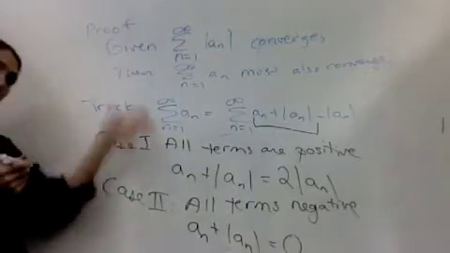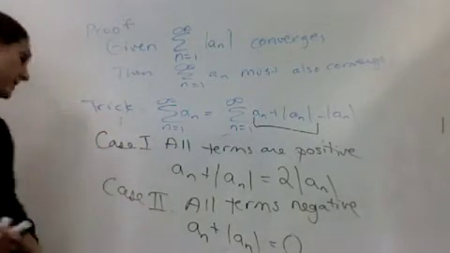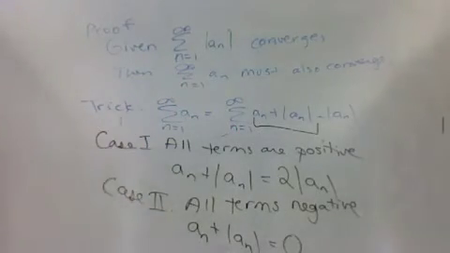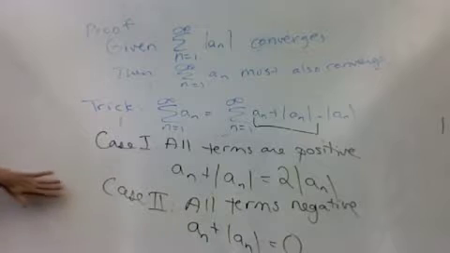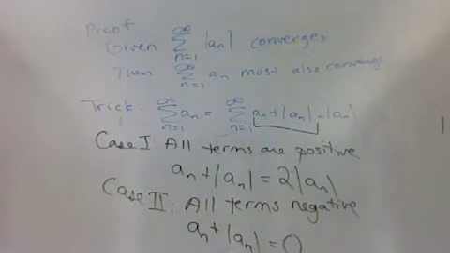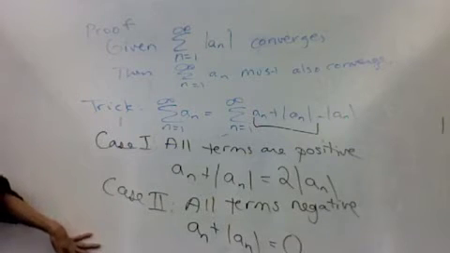Unfortunately, I have to erase because I've run out of board. So case 1, all terms are positive, and I get 2 times the absolute value of a sub n. Case 2, all terms negative, and I get -1 plus 1, -2 plus 2. Right, so I get 0.